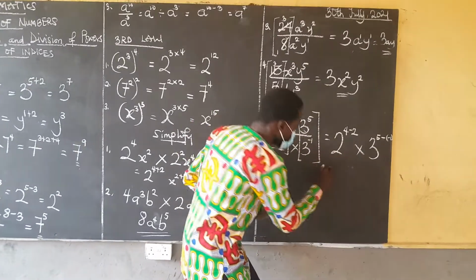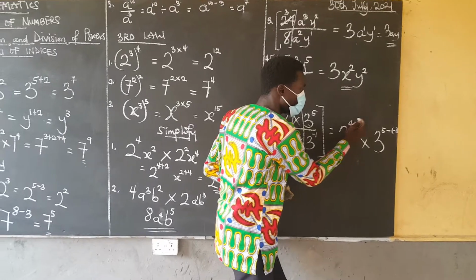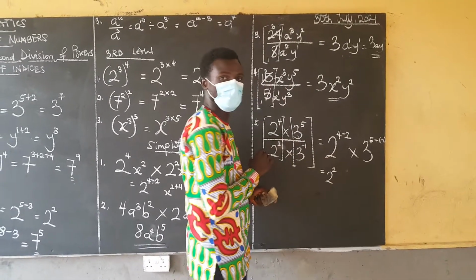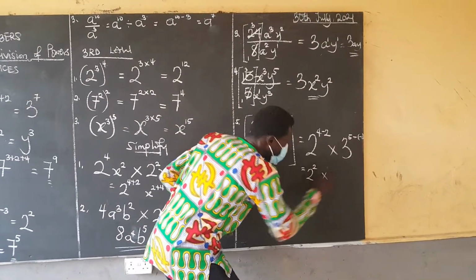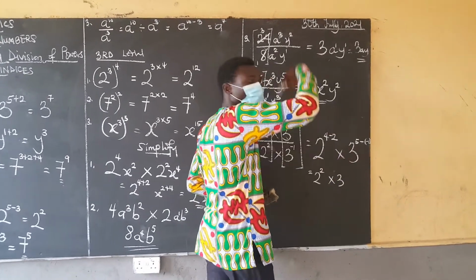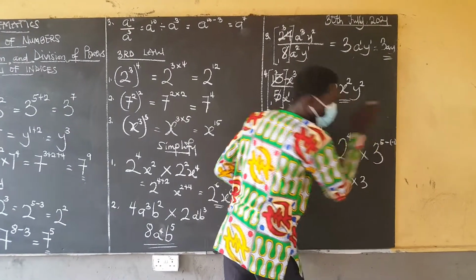Now let's look at what we'll be doing next. Now I have the power here. 4 minus 2. 4 taken away 2 will give me 2. So that will give me 2 raised to the power 2. Times. Now you have here 3 raised to the power 5 minus negative 1.